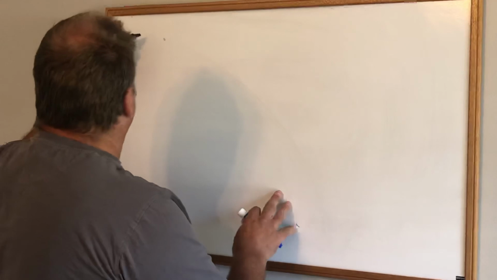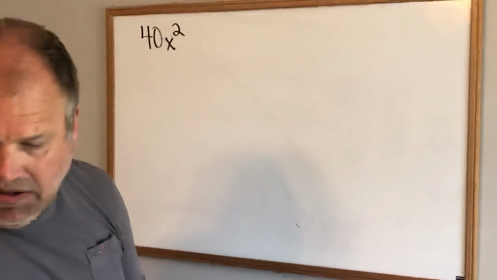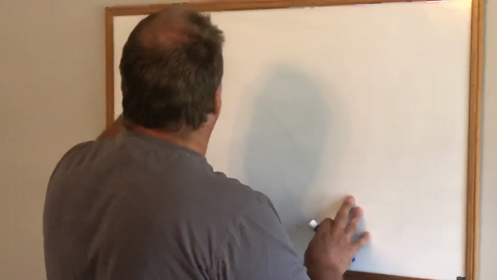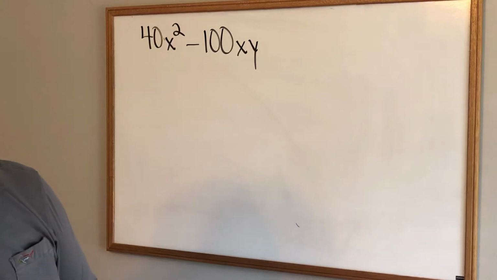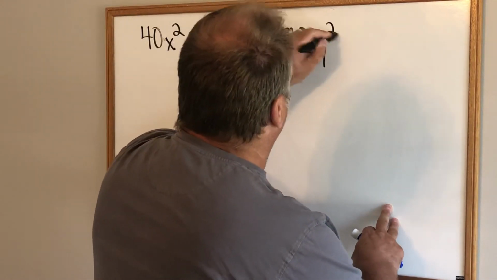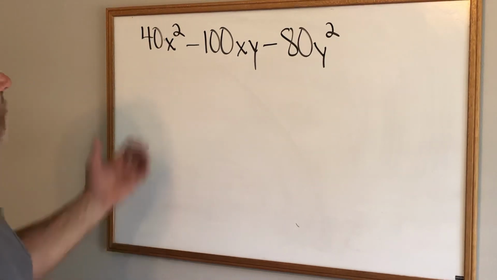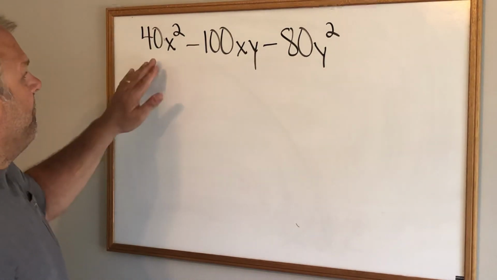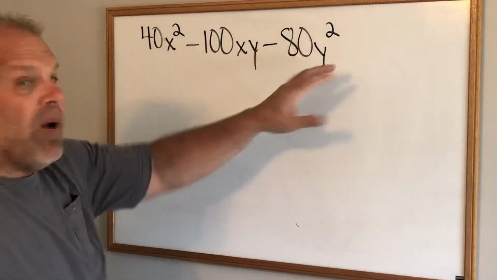40x squared minus 100xy minus 80y squared. All right, so trinomial, not really. I mean, it is already in descending order: x squared, xy, y squared.